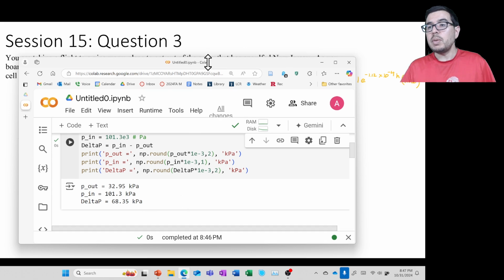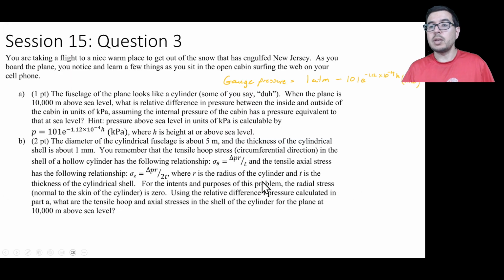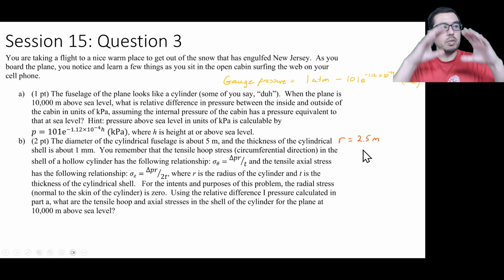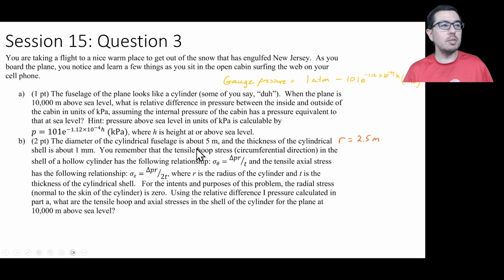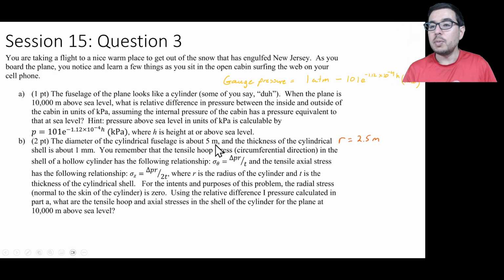The next part of the problem is to figure out what the hoop stress and the axial stress in this fuselage are going to be. To do this, we're given that the radius of the fuselage is 2.5 meters. That's not that bad an estimate if you think about sitting in the airplane, how tall it is, with some luggage underneath and space above. So R is equal to 2.5 meters.